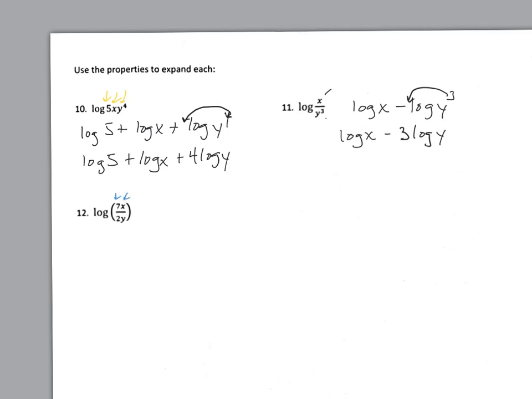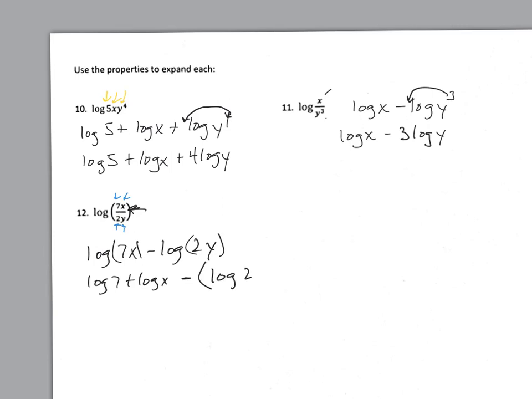Ooh, it's a long one. We've got 7, x, 2, y. We've got 4 things. I'm going to take care of the division first. So we have log of 7x minus the log of 2y. Let's try to flatten this thing out a little bit. Now I have 2 multiplication problems. Log of 7 plus the log of x minus all of this. The log of 2 plus the log of y. Be careful. Minus. We've got to have negative in front of all of these things. So we have log of 7 plus the log of x minus the log of 2 minus the log of y.